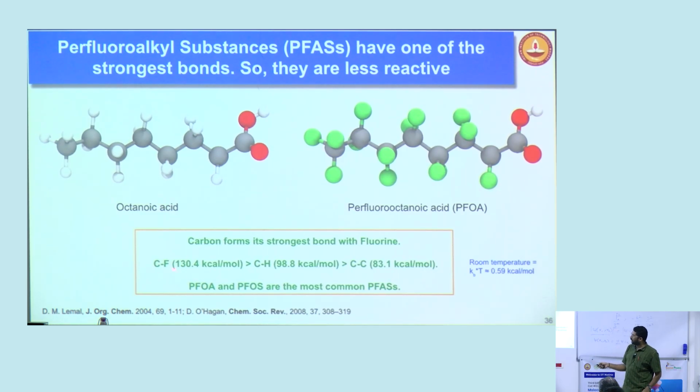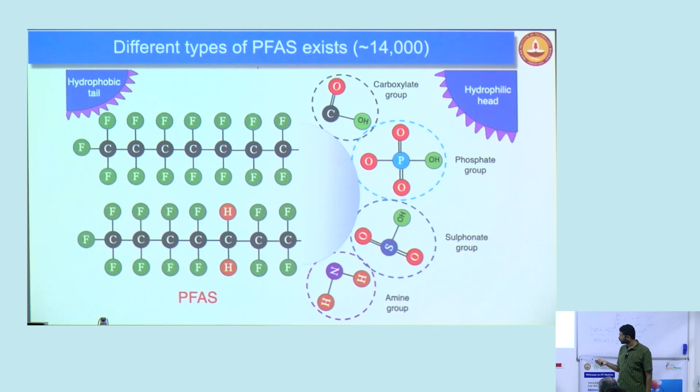So as you can see here, the carbon-fluorine bond strength is about 130 kcal per mole. Compared to C-C, it is just 83. So it's about 50 kcal per mole higher. So carbon forms its strongest bond with fluorine only. So carbon-fluorine bonds are the strongest bonds. So if hot electrons, hot carriers can be used to do so many reactions, can we use them to degrade or dissociate a C-F bond was the question that we have asked.